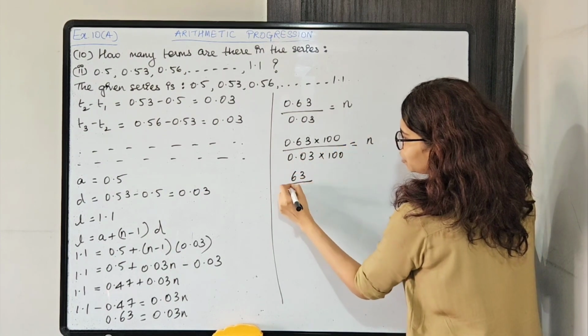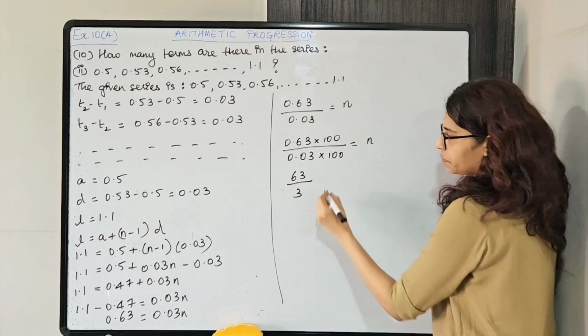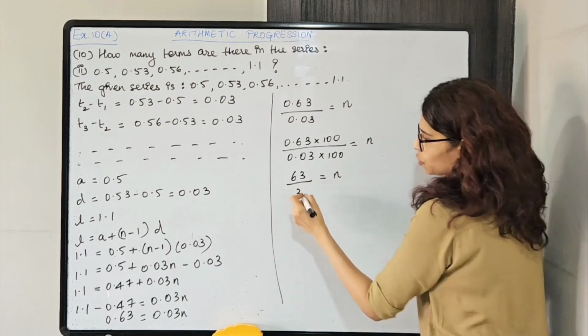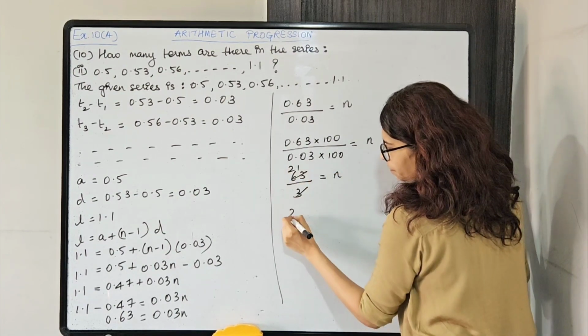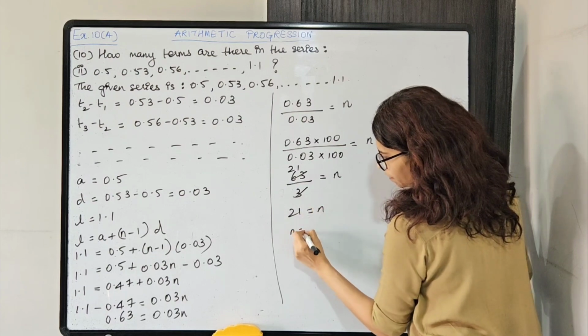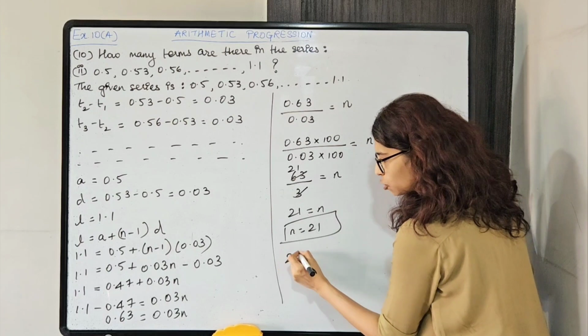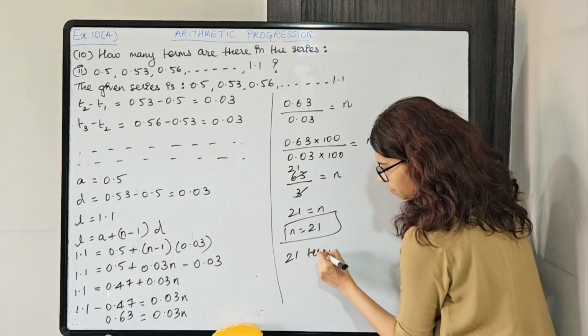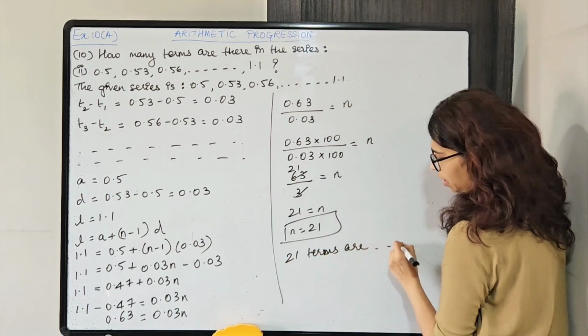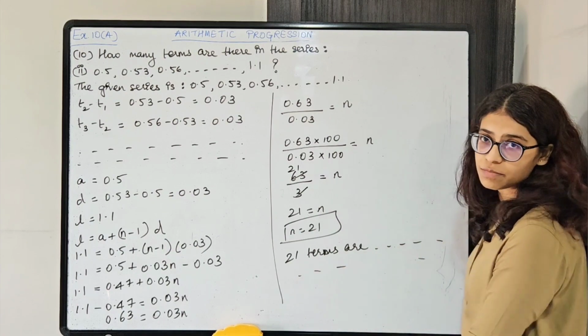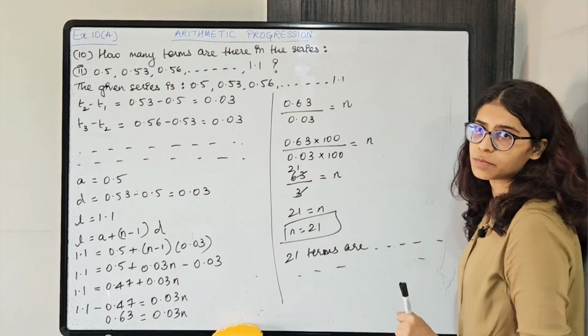So it will become 63/3, is equal to n. So that is very easy. 21. Box कर दो. Again final statement. 21 terms are there in the series. Okay, don't forget the final statement.